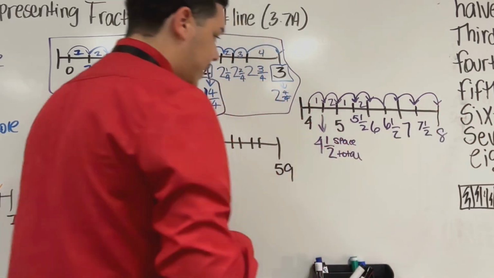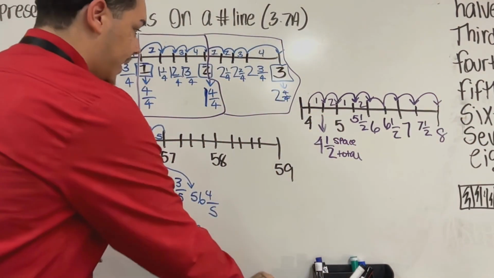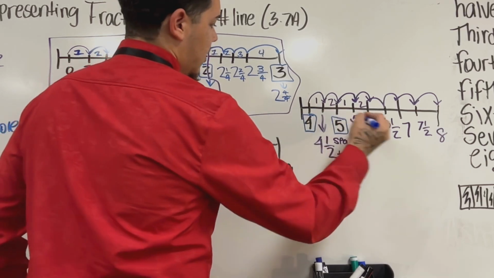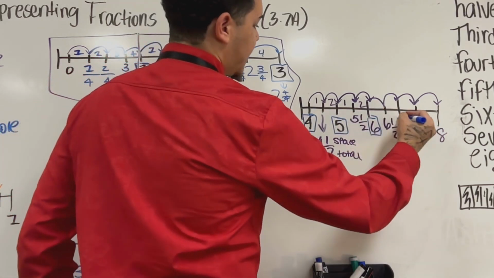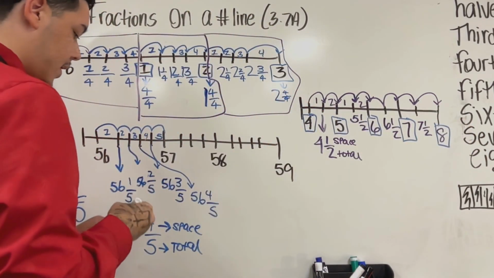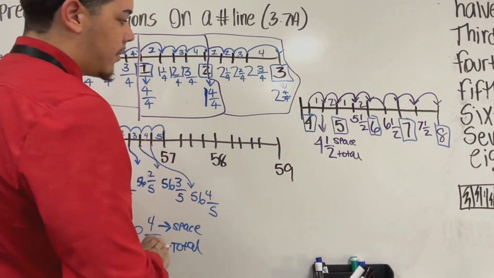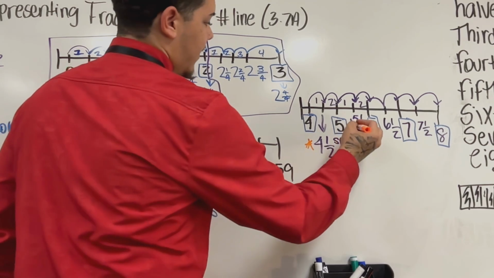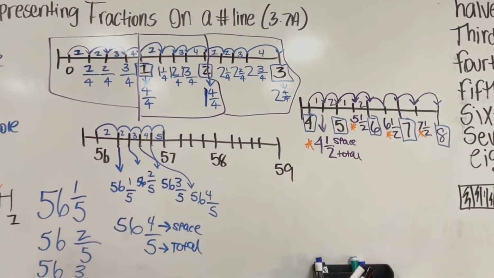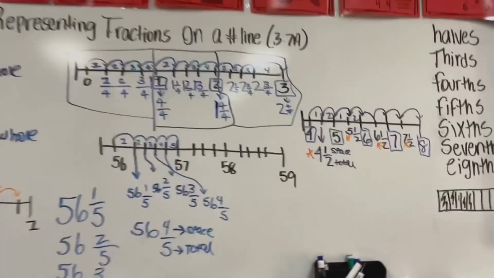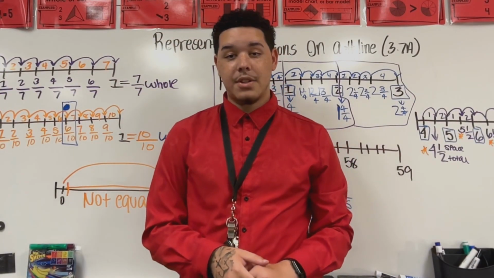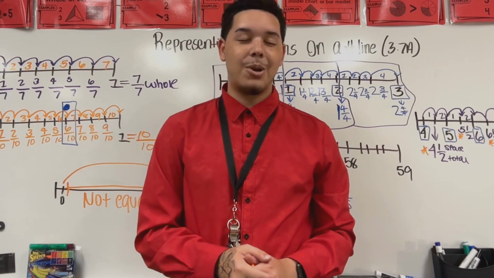What will come after the 7 and a half? 8. So now, what you identified, here are all of our whole numbers. Right here. And what comes after each whole number? Half, right? Half comes after each whole number. So we got 4 and a half, 5 and a half, 6 and a half, and 7 and a half. All right. So with this being said, that is how you identify and represent fractions on a number line using mixed numbers. Hope you enjoyed the video.